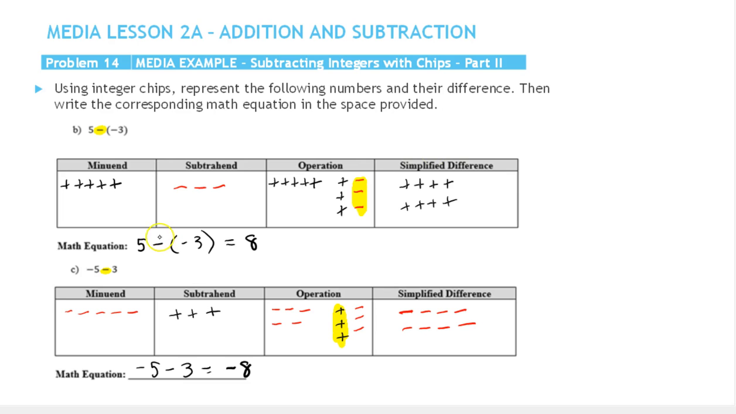When you're taking away a number with an opposite sign, it's equivalent, and we're going to see this, to adding a number with the opposite sign of what we're given. So here, when we took away negative 3, that was equivalent to adding 3 positive chips. Here, when we took away positive 3, that was equivalent to adding these 3 negative chips. And this is going to be true in general, and we're going to use this fact to make our computations easier in the future.